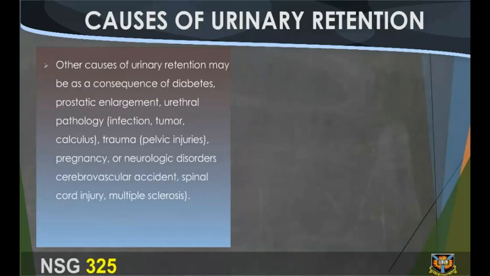Other causes of urinary retention may be a consequence of diabetes, prostatic enlargement, urethral pathology, infection, tumor, calculus, trauma, pelvic injuries, pregnancy, or neurologic disorders such as cerebrovascular accident, spinal cord injury, and multiple sclerosis.